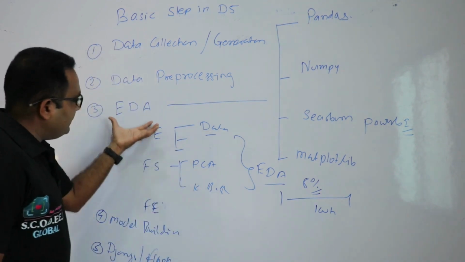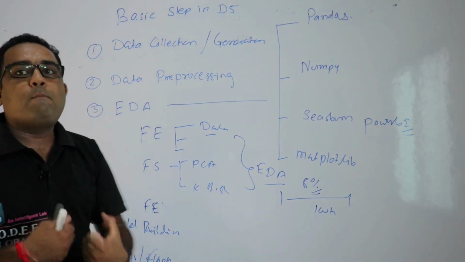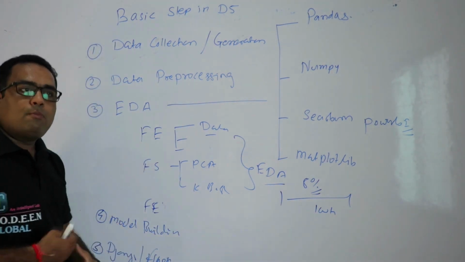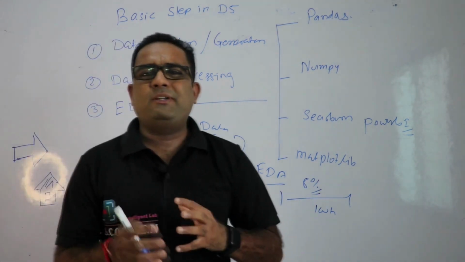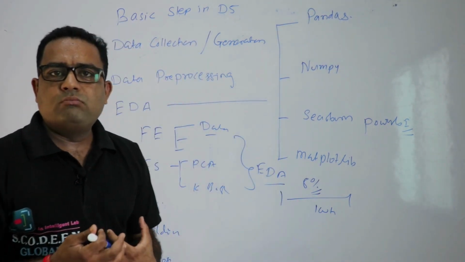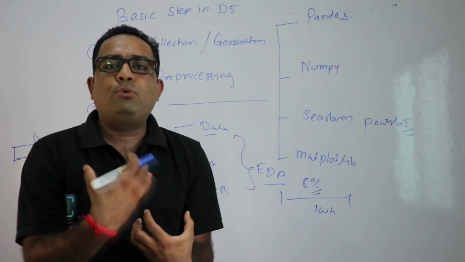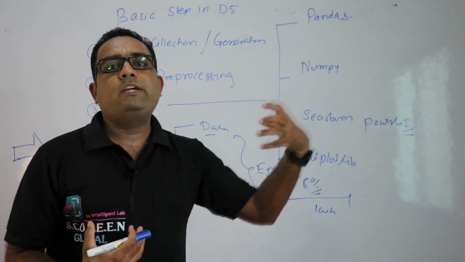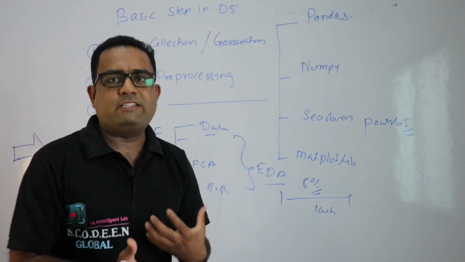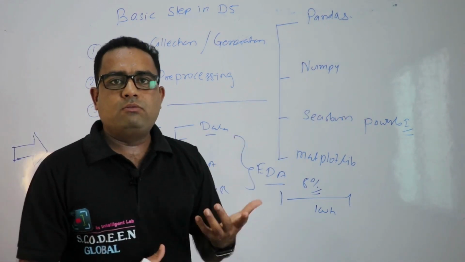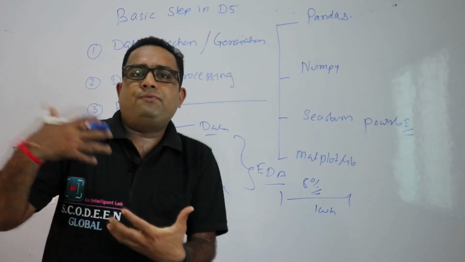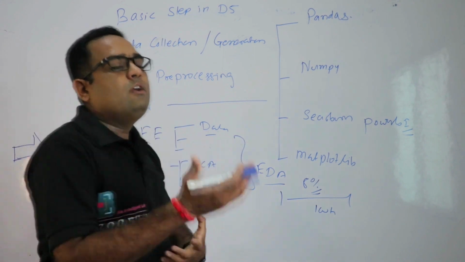After this EDA we need to build a model. Model building is nothing but inputting this data, or we can say training the model. That means we are feeding this data to the algorithm. The algorithm may be regression or classification, depending on the data set or target variable. If the target variable is in continuous form, we need to use regression. If it is in categorical form, we need to use classification.